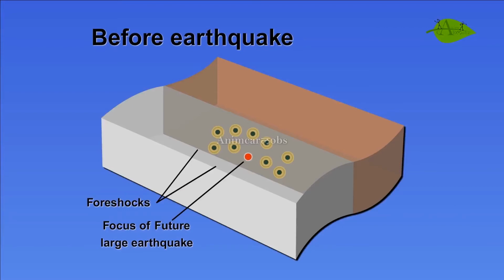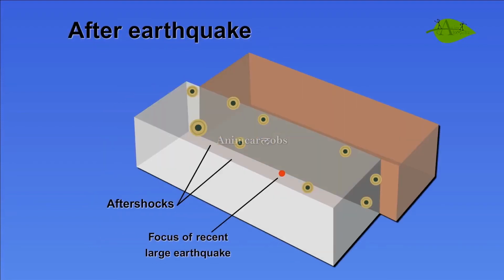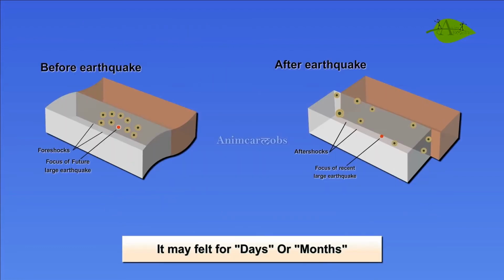Sometimes, a series of tremors called foreshocks can be felt before the actual earthquake happens. Similarly, a series of tremors called aftershocks can be felt after the main shock of an earthquake. Foreshocks and aftershocks may be felt for days or months.